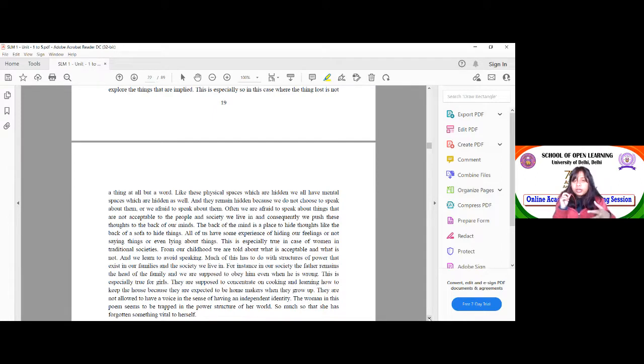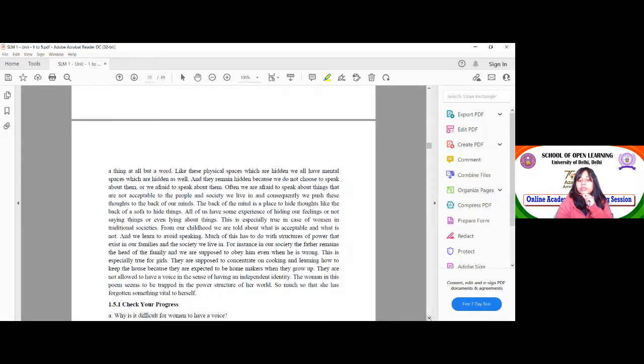Like I said, through her poem, she's speaking up about the issues that exist in society. They are not allowed to have a voice in the sense of having an independent identity. So the idea of not having a voice is to not have an independent identity. The reason why she cannot speak certain things is because then she will assert herself. She will create an identity for herself. And the idea of a patriarchal society is to stop that from happening, so that she can't create that identity. She will be known as someone's wife, as someone's mother, but not her own self.